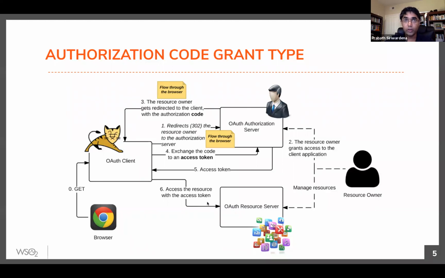Then once again, when the resource server gets the access token, it will extract the access token from the request and then talk to the authorization server and validate the token, right? So that's the basic flow.